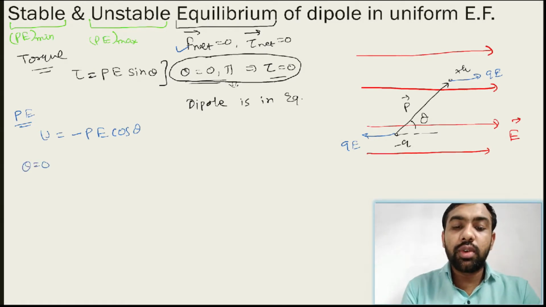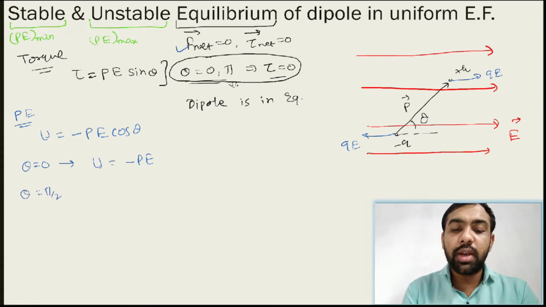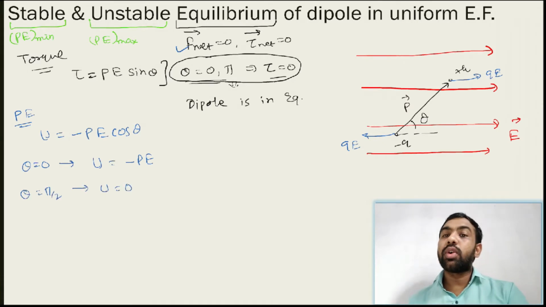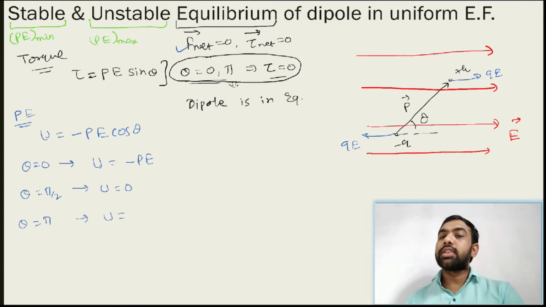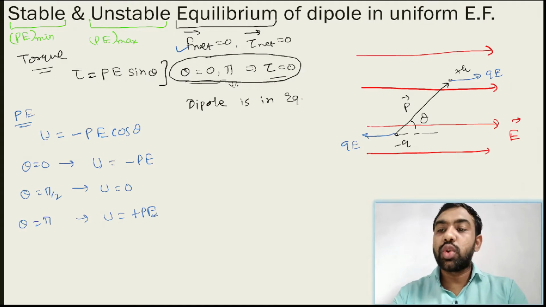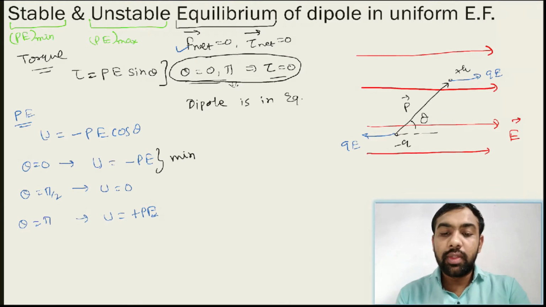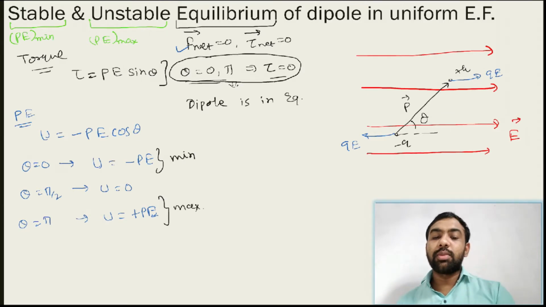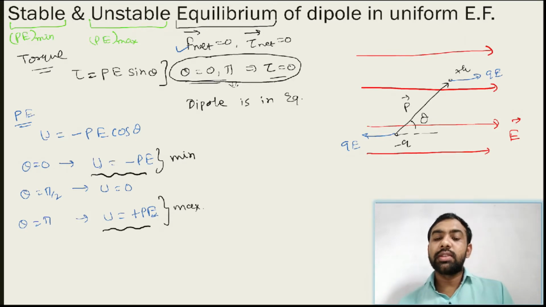If theta is equal to 0, then U is equal to minus pE. If theta is equal to pi by 2, then U is equal to 0. If theta is equal to pi, then U is equal to minus pE cos pi; cos pi means minus 1, so minus minus gives plus pE. Out of this, one is considered a minimum and the other a maximum, because 0 is neither minimum nor maximum. Minus pE is minimum and plus pE is maximum.